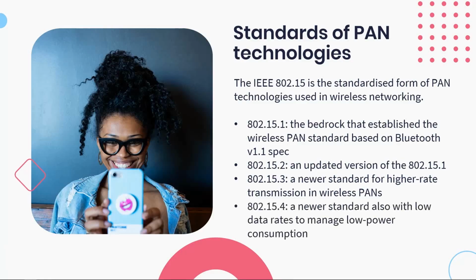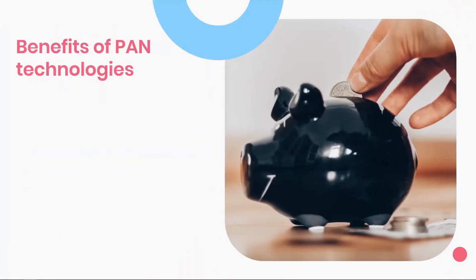Consolidated with the higher data rates and QoS, this standard is good for multimedia purposes. 802.15.4, a newer standard also with low data rates that manage to lower power consumption for connected devices. This standard is more beneficial in devices where low battery consumption is required, like in the case of sensors, smart badges, etc. There are many benefits of PAN technologies. These include the following. They're inexpensive. PAN technologies are relatively cheap compared to other networks.